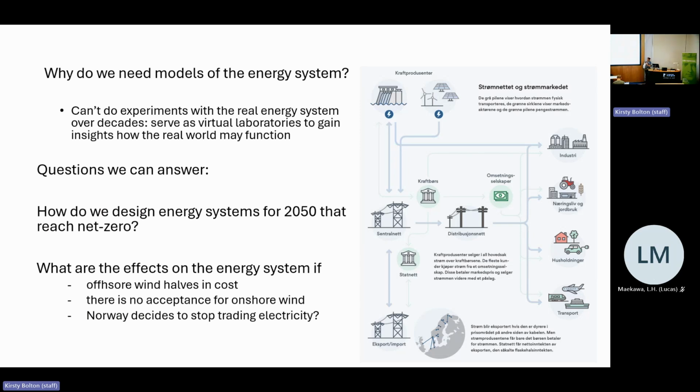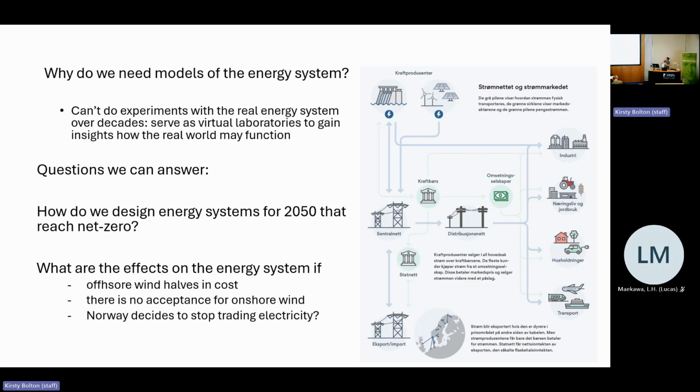So we're looking at how we transition to a future net zero energy system that meets our decarbonization targets, mostly for 2050. And the models usually optimize, so they minimize total energy systems costs, which are a combination of investment costs and operational costs. So we are finding a system that minimizes total energy system costs.